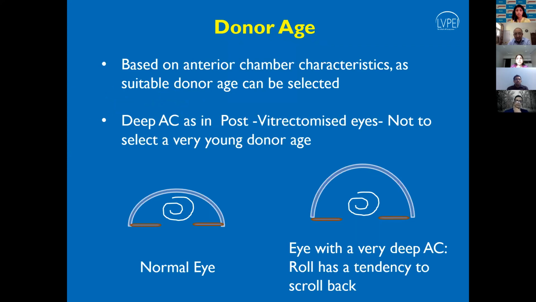So in such cases, it is not good to select a tissue with a very young donor because unwrapping the graft in these cases can be very challenging, especially in those cases post-vitrectomized because as you see in the second cartoon, there's not much support from the iris tissue also and from the cornea. So the chamber becoming very deep, if we have a very tight scroll, the roll has a tendency to scroll back into its normal conformation. So it's a little difficult and we'll end up having more loss in these cases. So here, tissue should be somewhat of little older age.